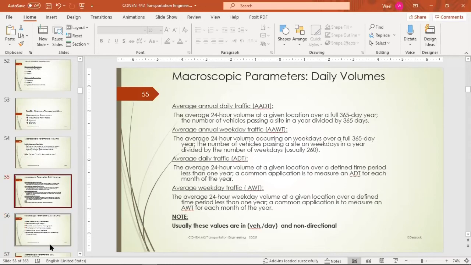These are some daily volumes. We have average annual daily traffic volume, which is the traffic volume per day summed and averaged over 1 year. That's what we call the AADT. And there is the average annual weekday, because during weekdays we have different travel patterns than during weekends. And we have the ADT and AWT, the average daily traffic and the average weekday traffic. These values differ from the two above because it's not on an annual basis, maybe for 3 months, less than 1 year.